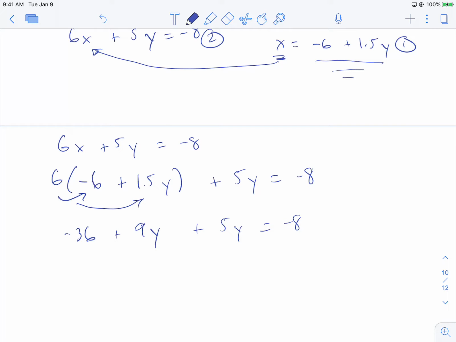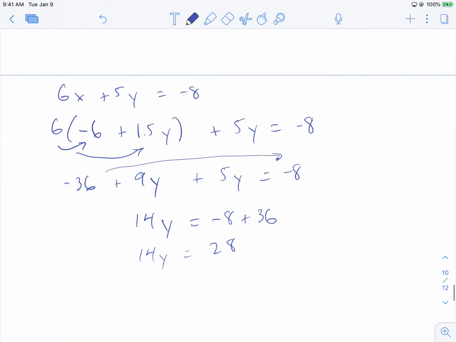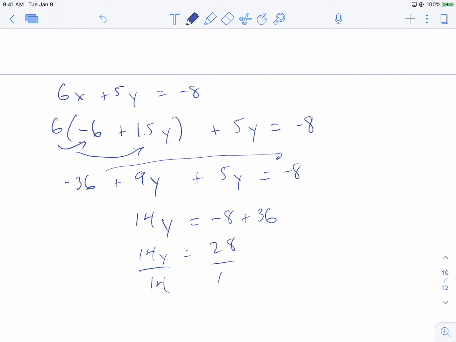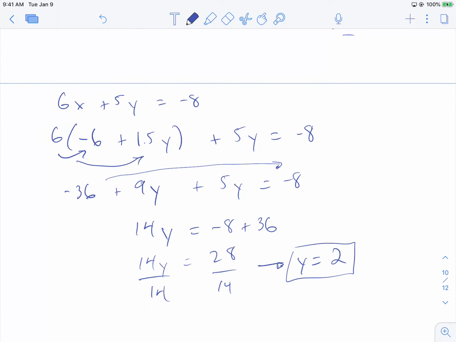And now we'll collect our like terms. We'll bring that 36 all the way over. 9y plus 5y is 14y equals negative 8 plus 36. So I get 14y equals 28. Divide both sides by 14. And we're going to get y equals 2. Good. So I know that my y equals 2.